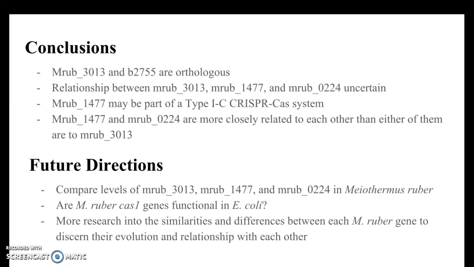What is obvious, however, is that mRub1477 and mRub0224 are more closely related to each other than either is to mRub3013. Future research should investigate levels of each mRuber Cas1 protein to reveal which are expressed more frequently, and should further investigate each gene and whether they would function if engineered into a model organism such as E. coli. Finally, future research should work to expand the understanding of the relationship between each mRuber Cas1 gene, as their relationships are still unclear at the conclusion of this project.